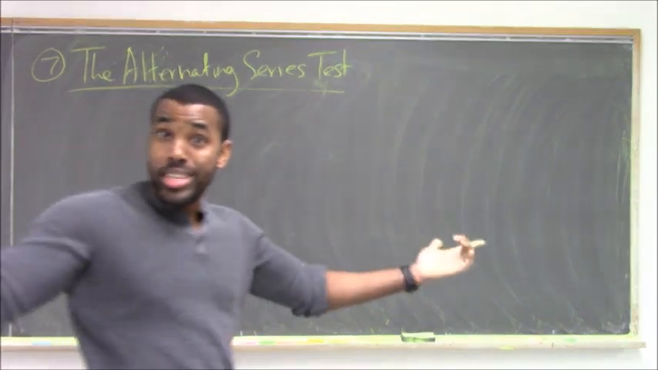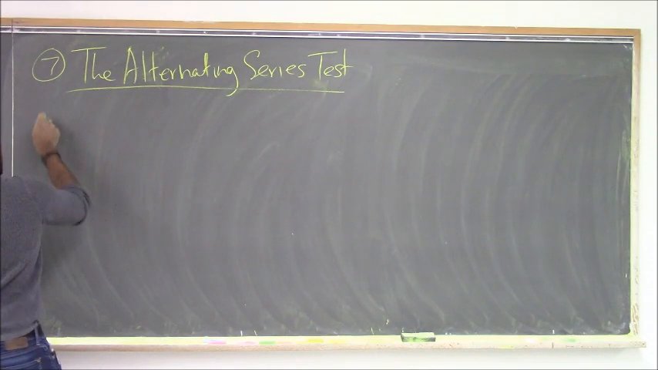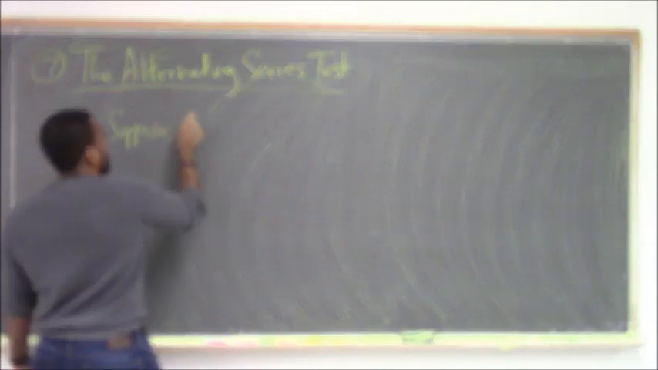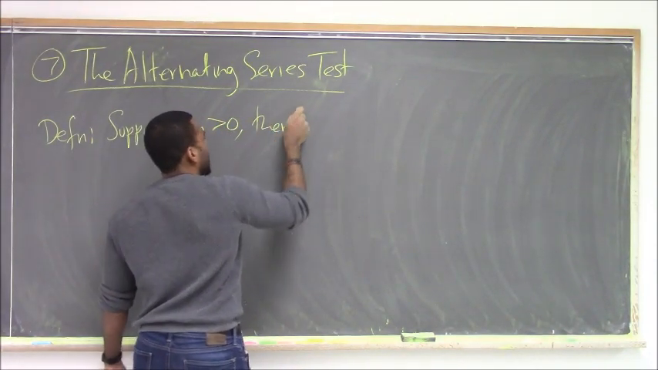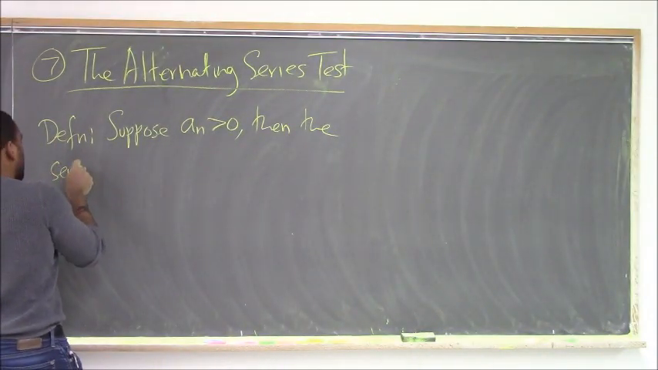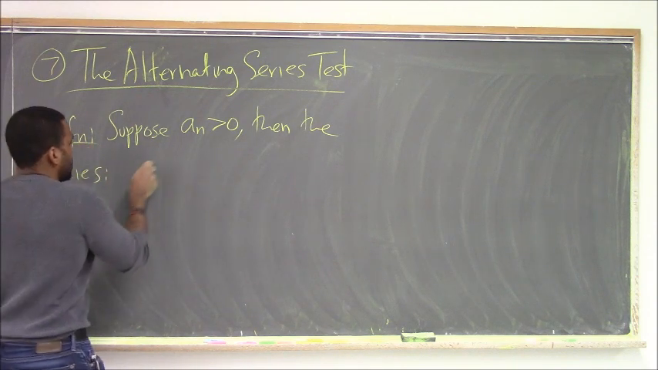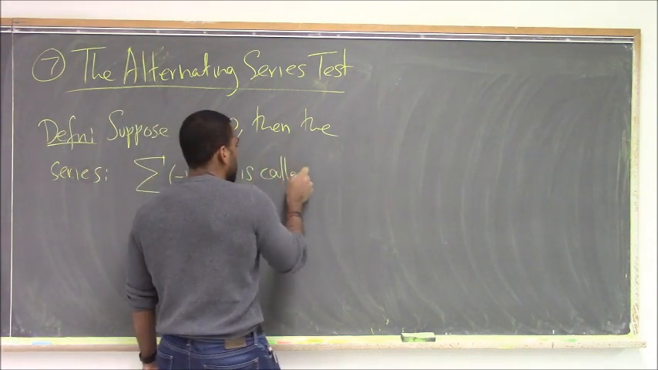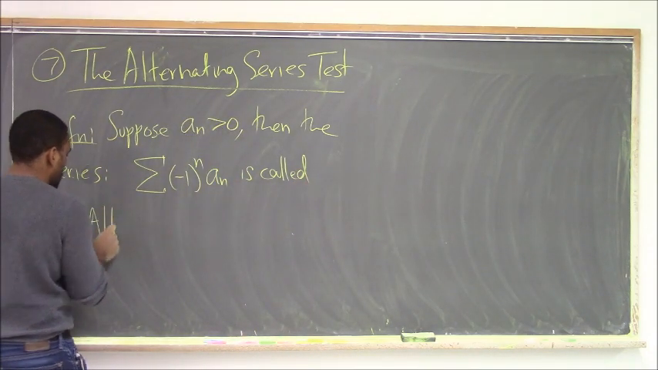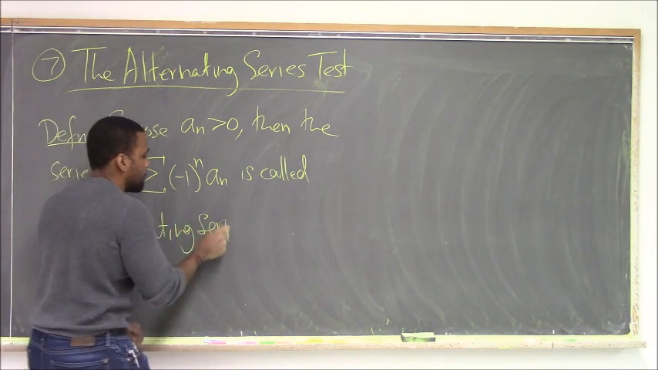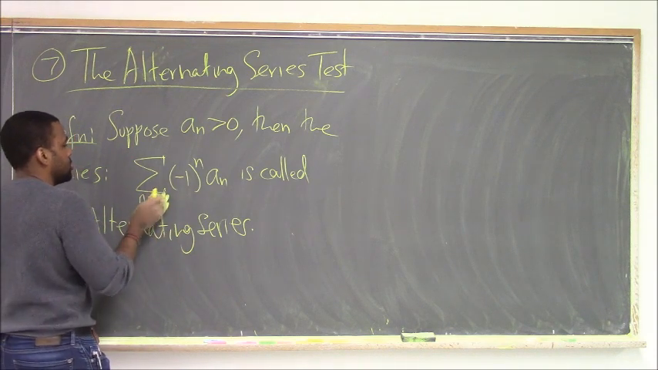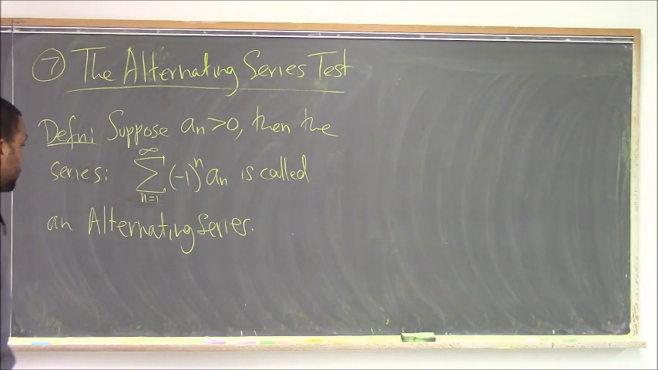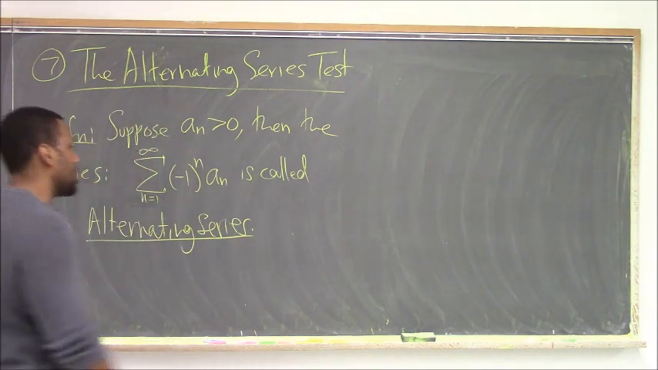First, I need to tell you what an alternating series is. Suppose a_n is always positive, then the series that looks like the following, the sum of (-1)^n a_n, is called an alternating series. It doesn't matter where it starts, n equals 1 or 0 going off to infinity, whatever. It's called an alternating series. It's so called because of the alternating signs.